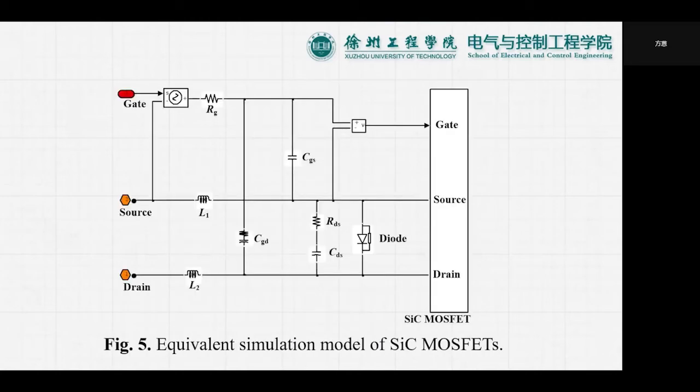The switching process of silicon carbide MOSFETs is modeled by MATLAB Simulink. There is already a model of MOSFET in the Simulink library, but the model is an ideal model, and the characteristics of the switching process of this device cannot be observed. Therefore, the equivalent simulation model of the silicon carbide MOSFET is rebuilt according to the equivalent circuit model as shown in Figure 5.